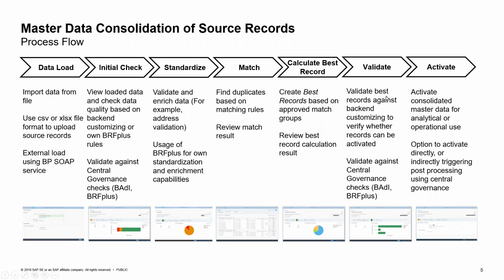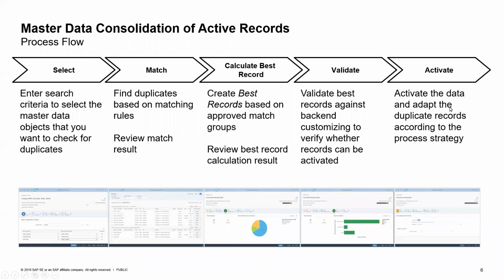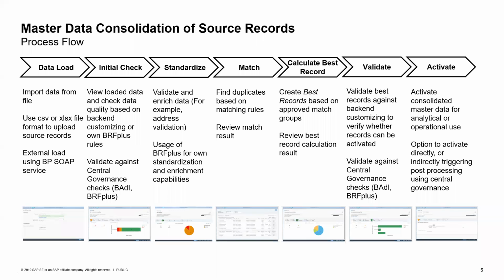After that, we talk about a validation step. It's similar to the initial check, but now hopefully you have cleansed your data and the validation runs again. We check again against your customizing in the system and all other rules. Then the system will identify if there are still errors and warnings, and based on the result, you can go into the activation step. After that, the data is really available in the system and all other users can find the new consolidated data. So that's the typical process for consolidation of source records. You load the data into the system.